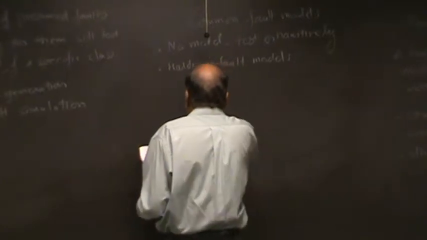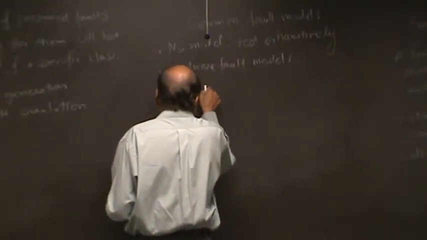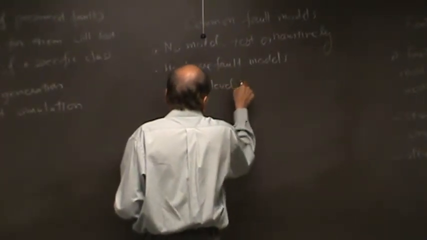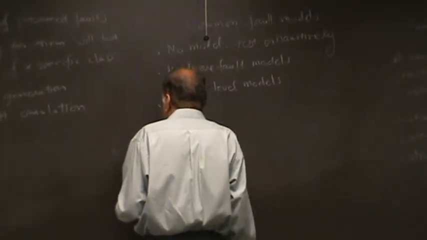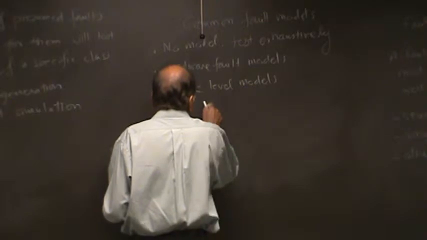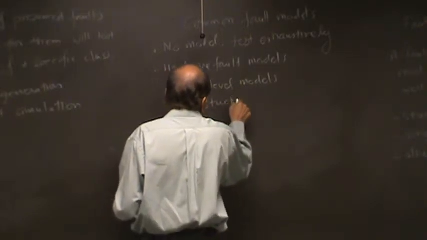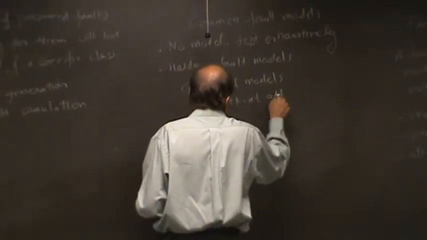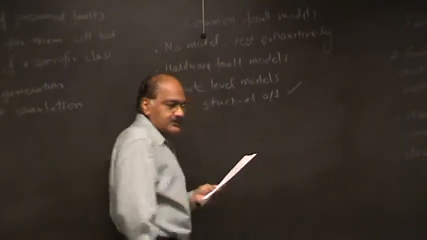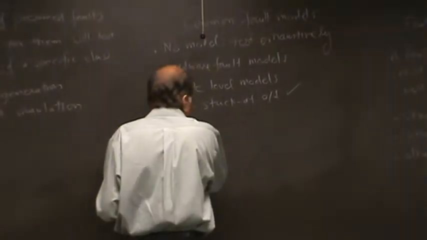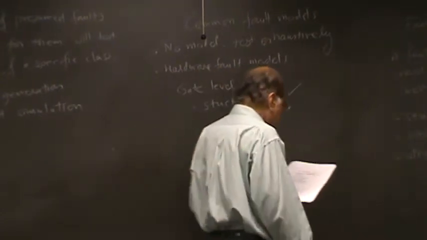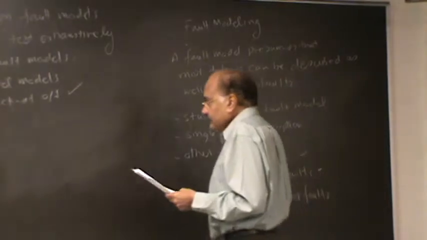And let's look at some gate level models. And there, we are going to look at stuck at 0 or 1, which is the most common, so we are going to look at it in some detail. And bridging faults and delay faults, they are also important.